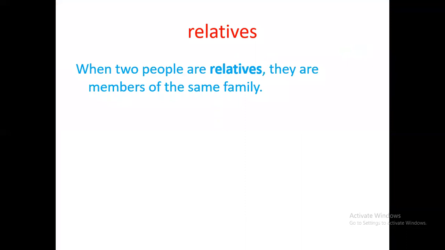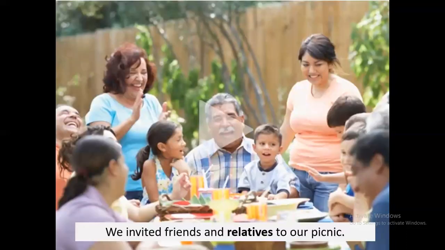Relatives. When two people are relatives, they are members of the same family. We can say he doesn't have any relatives at all. I often visit my relatives. He's staying with his relatives. All my relatives live in this city. So relatives are people who are from the same family. We invited friends and relatives to our picnic.